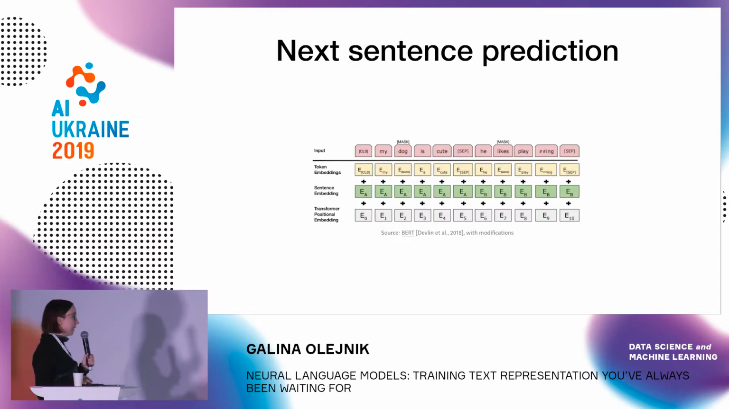And also next sentence prediction. So to use next sentence prediction, we are combining our transformer positional encoding, our sentence embeddings, and our token embeddings, something like that.